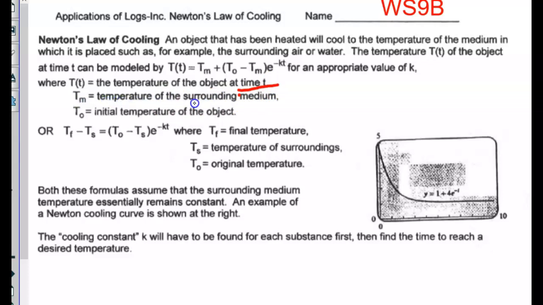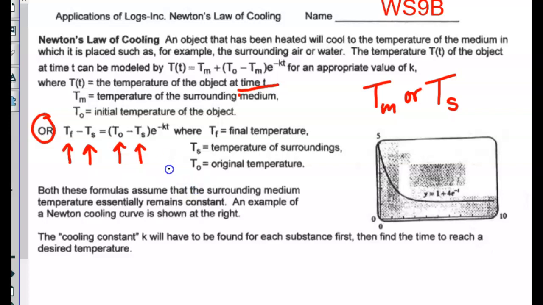T sub m is the temperature of the surrounding medium, or sometimes they use T sub s. This is actually the one that we're going to use right here. So this is the final temperature, surrounding temperature, original temperature, surrounding temperature. And T sub m or T sub s are the same thing, okay? I don't know which way it is on the temperature, but the formula is right next to the question on the quiz, okay? And then it's e to the negative kt. Now, the little t up there is time.